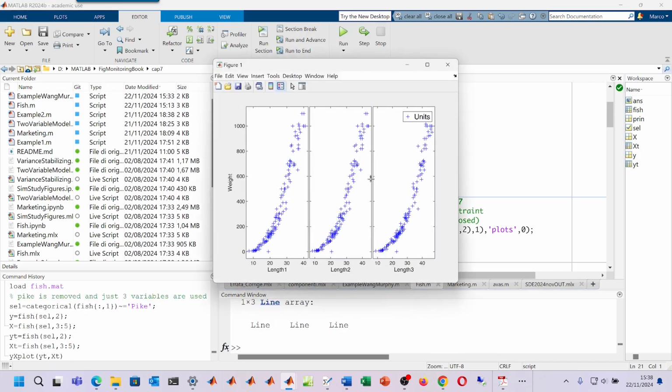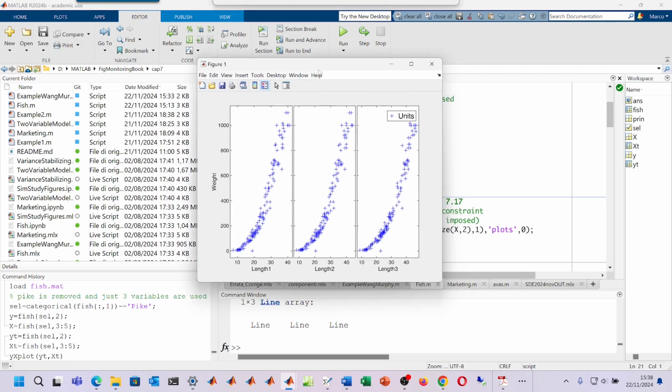It's the length from the nose to the beginning of the tail, the length from the nose to the notch of the tail, and the length from the nose to the end of the tail. After the deletion of the data on Pike, 142 observations remain. Scatter plots of the response against the three explanatory variables reveal that all three lengths are, as one would expect, highly correlated with the response and with each other. So we can expect to find some of the problems that occur in regression with collinear explanatory variables.